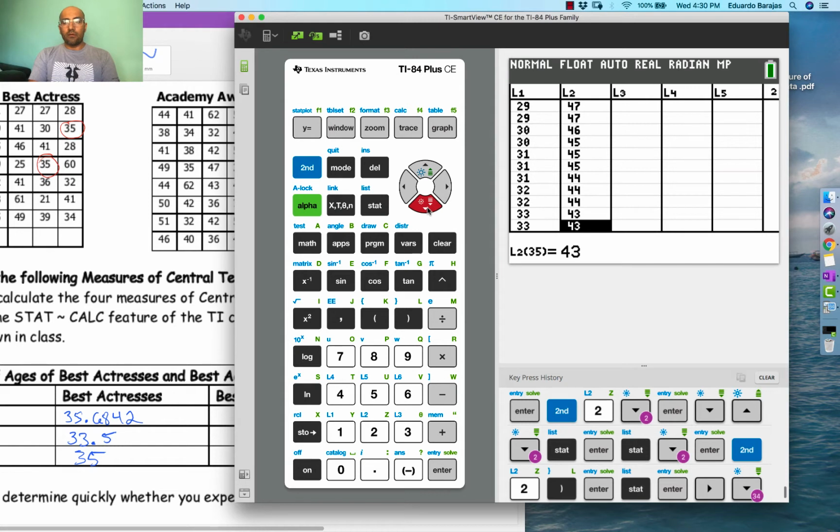Two, three, 4. Okay, 43 happened 4 times. Needs to be a tie there. Oh, 42 now is the winner. 1, 2, 3, 4, 5, 6 times for 42.